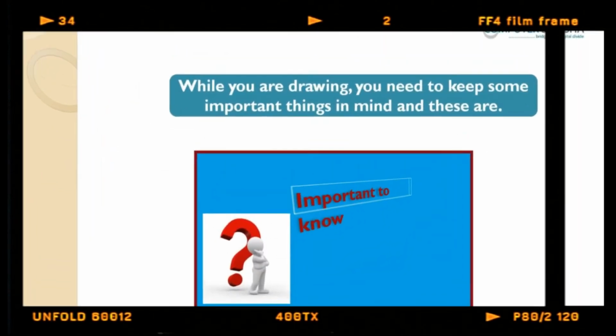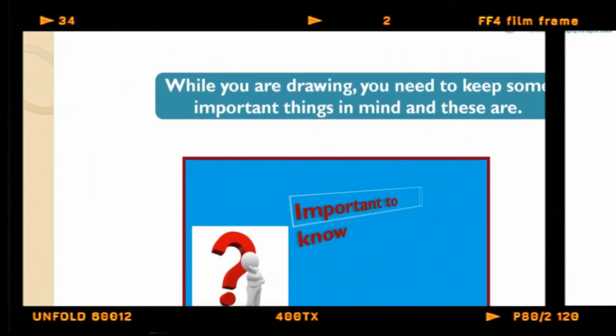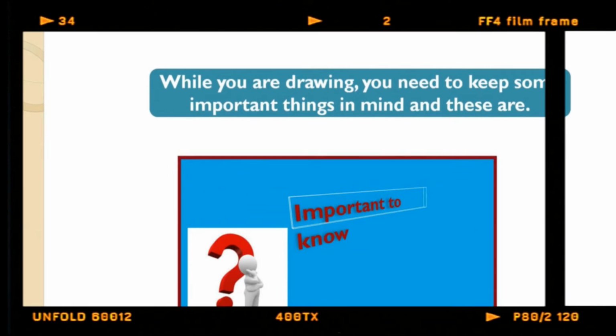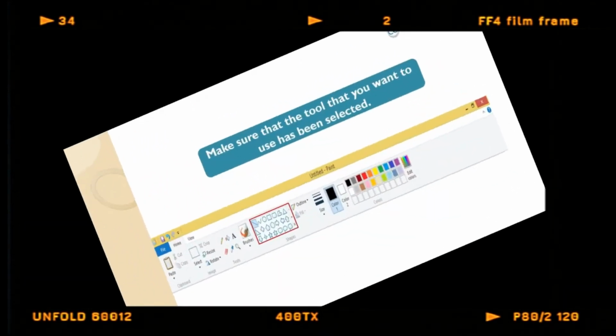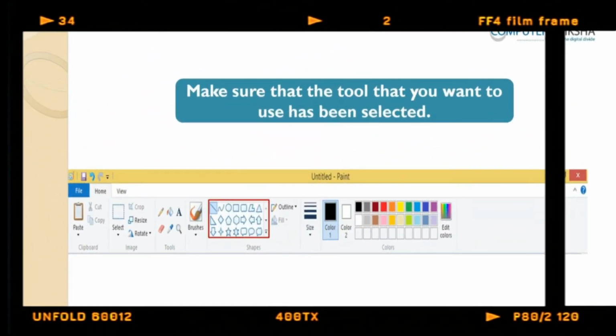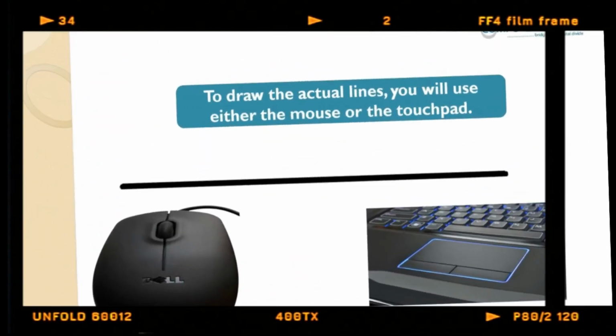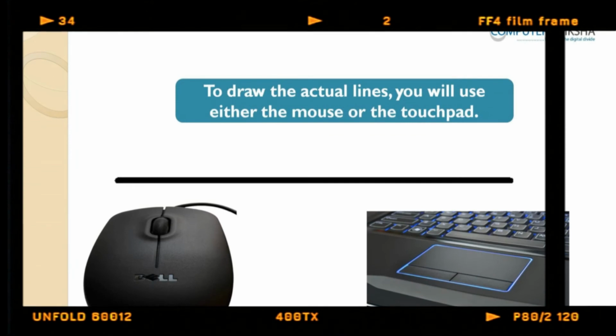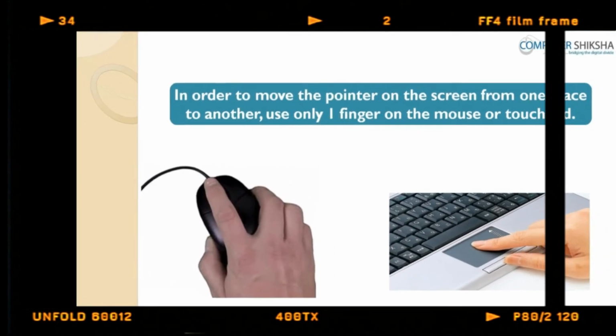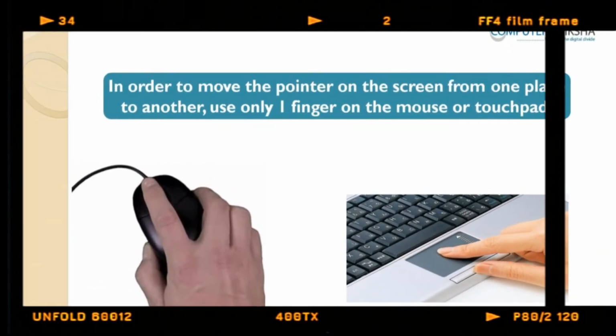While you are drawing, you need to keep some important things in mind, and these are: make sure that the tool that you want to use has been selected. To draw the actual lines, you will use either the mouse or the touchpad. In order to move the pointer on the screen from one place to another, use only one finger on the mouse or touchpad.